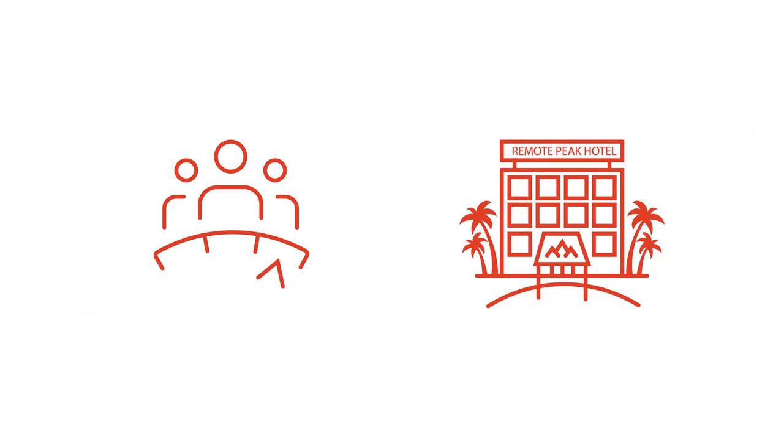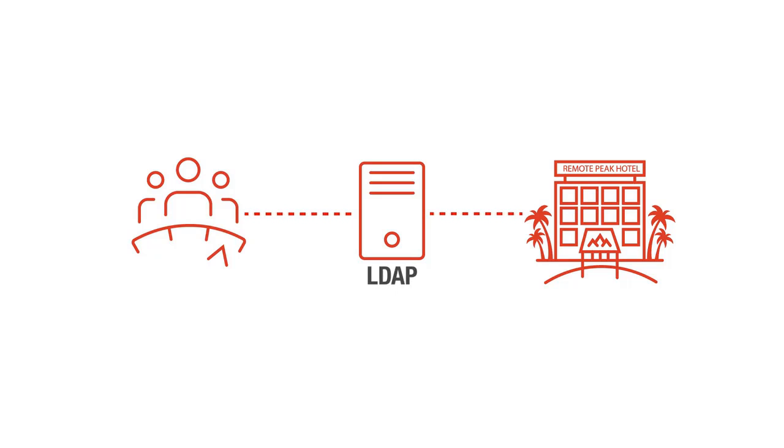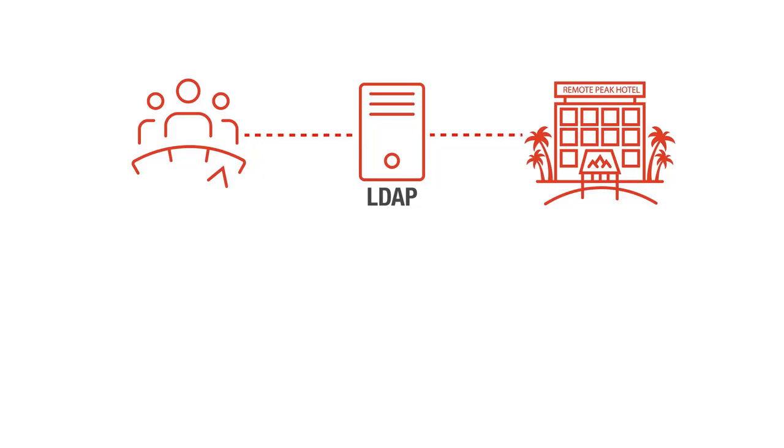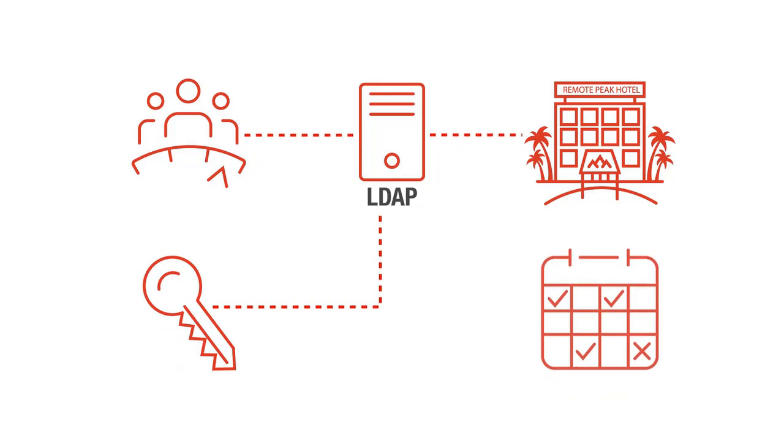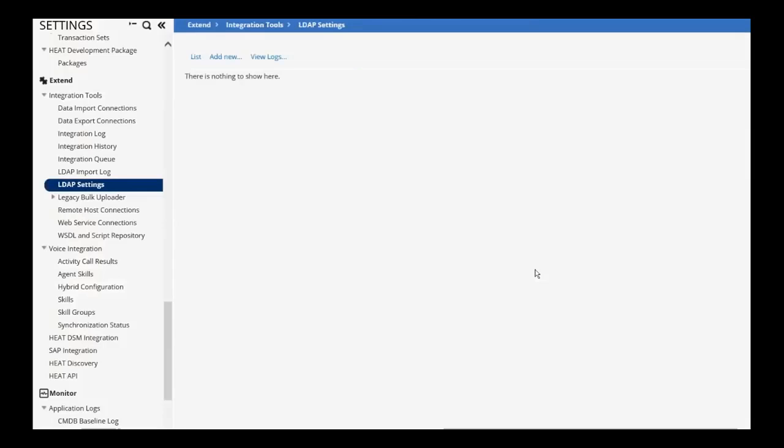For the past few days, Ren has been helping roll out Service Manager for a new Remote Peak Hotel in San Juan, Puerto Rico. Today, Ren is importing hotel employee data into ISM from Microsoft Active Directory by connecting to the hotel's LDAP server. While doing this, Ren also plans to set up an external authorization login using LDAP and schedule routine LDAP synchronizations. From the configuration console, Ren selects LDAP settings under Integration Tools.